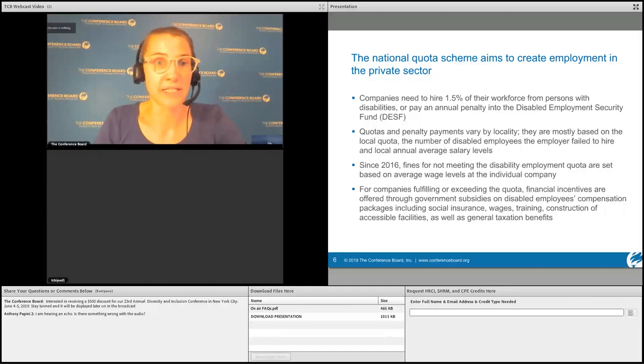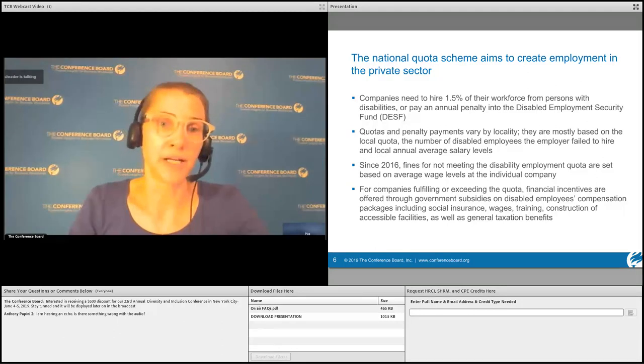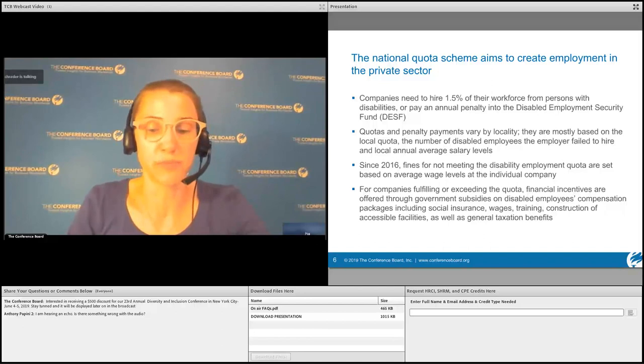This quota scheme was implemented in the 80s. It's nationwide. It applies to most private and public sector businesses. And companies are required to hire a minimum of 1.5% of their workforce from the population of persons with disabilities. If you don't meet the quota, you are required to pay a fine into the disability fund. That money is supposed to be used to help with training and education of people with disabilities.